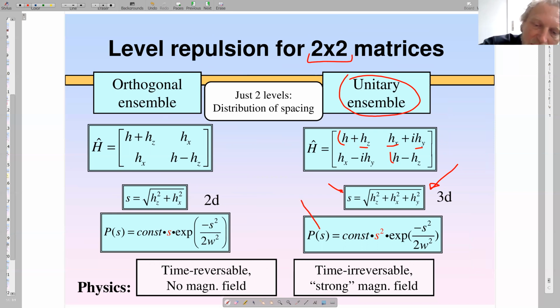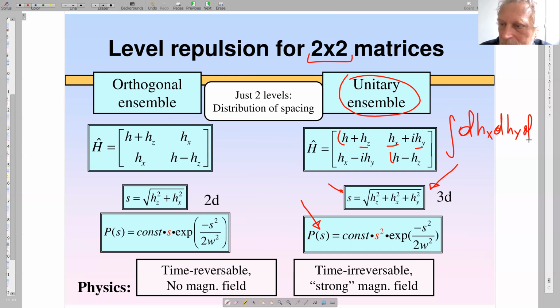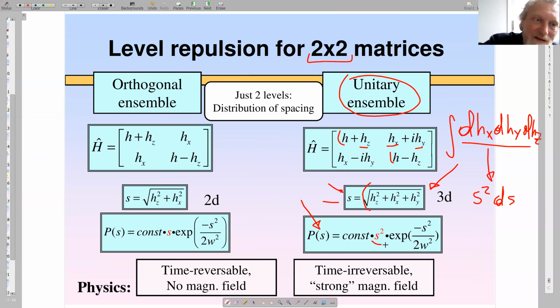And now if we want to assess the probability to have a certain distance, how do we do this? Well, we have integration over all 3 components. All right. And now we need to concentrate on the radial direction. The volume element, like in common geometry, can be rewritten as s squared ds, which means that probability vanishes at small s. This is the level repulsion. So it just comes from this transformation of the integration element.